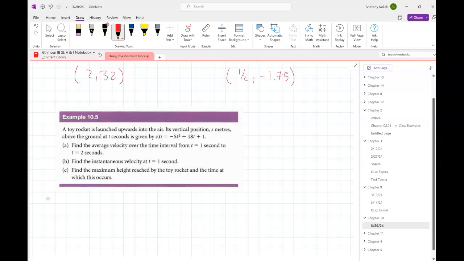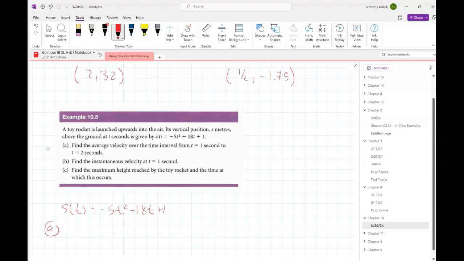All right, so here it says a toy rocket is launched upward into the air. Its vertical position, s meters above the ground at t seconds, is given by s of t equals negative 5t squared plus 18t plus 1. Part A says find the average velocity over the time interval from t equals 1 second to t equals 2 seconds.